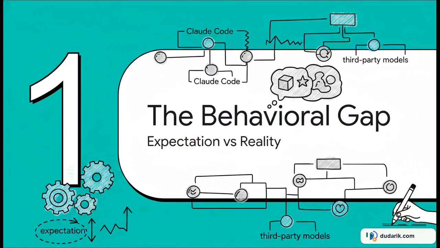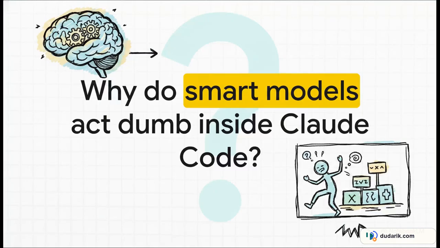The behavioral gap. So ask yourself this: why do really smart models act totally dumb inside Claude Code? It's a massive irony, right? You hook up an incredibly intelligent model, we're talking DeepSeek, Gemini, GPT-4, fully expecting this native, Opus-level synergy. You give it a task, and instead of elegantly using the tools available, it just starts stumbling around like it's never seen a command line in its life.